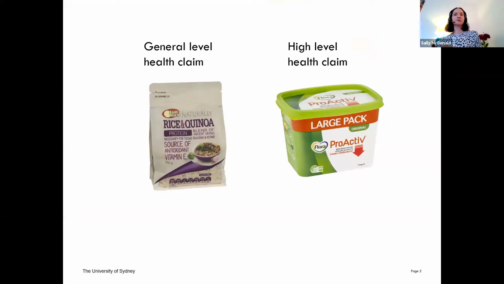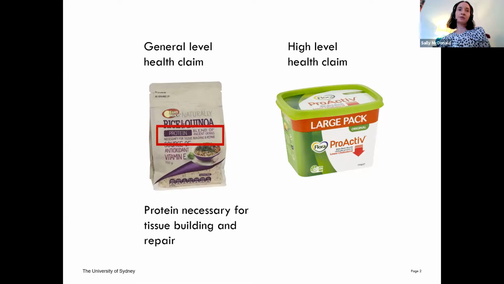So health claims are voluntary statements about the relationship between a food and a health effect that's made by a food company on labels and in food marketing. So there's two types. We have general level health claims, which are about a food and its effect on health. For example, calcium for healthy bones or protein is necessary for tissue building and repair. So these claims can't refer to a serious disease.